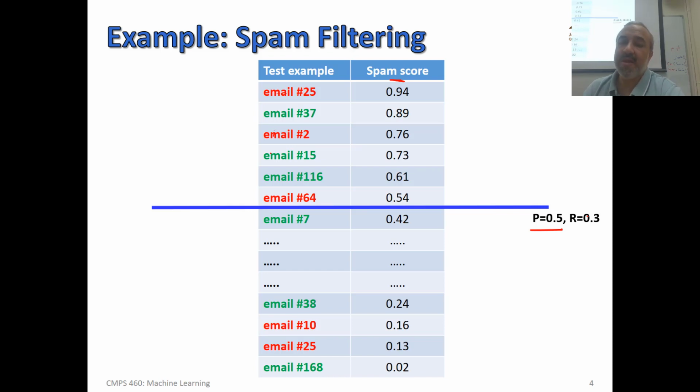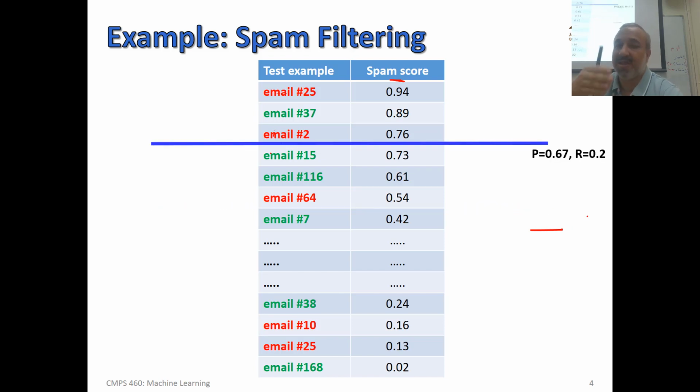Maybe we didn't like the precision here. We want to be more precise. We want the prediction of the model to be more precise. We want the model to have better precision. So we thought, let's be more strict. Maybe 0.5 is more lenient. So let's be more strict. Let's make the threshold higher. So we can set the threshold, let's say here, to 0.75 instead of 0.5.